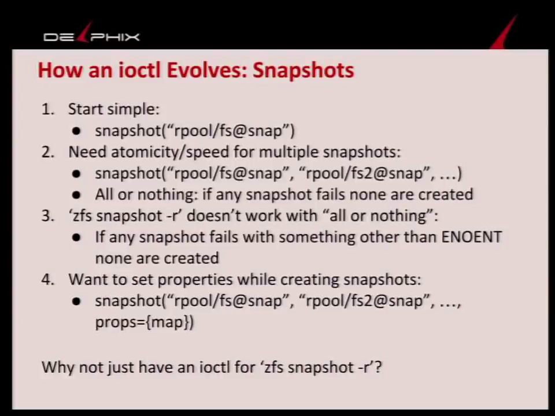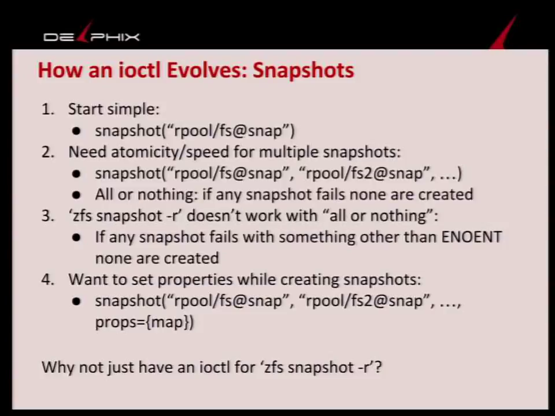But it turns out that ZFS snapshot -r actually doesn't totally want all or nothing failure semantics. They want to say, well, if I try to create a snapshot, but the file system has been deleted in the meantime, then it's fine to ignore that error. But other errors really are fatal errors that I want to abort the whole operation. So then we can change the interface of the kernel and adjust it for that.